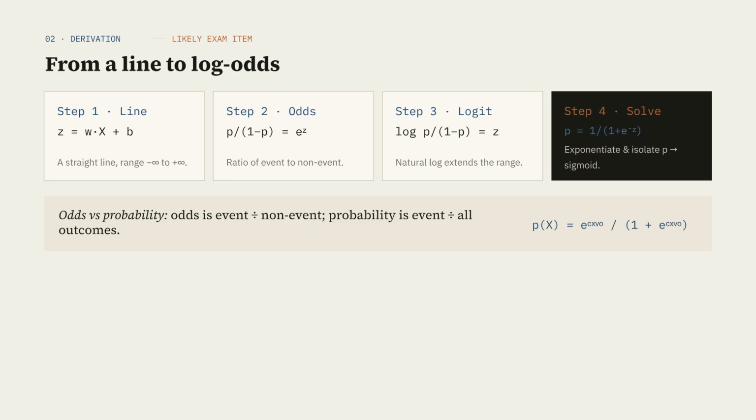The derivation of the sigmoid from the linear equation is a frequent exam question. We start with a line, move to odds, then the logit, and finally exponentiate to isolate the probability. Remember the difference between odds and probability.